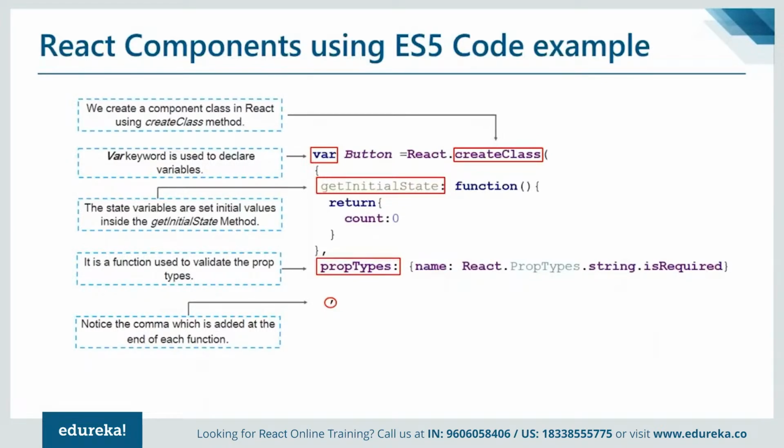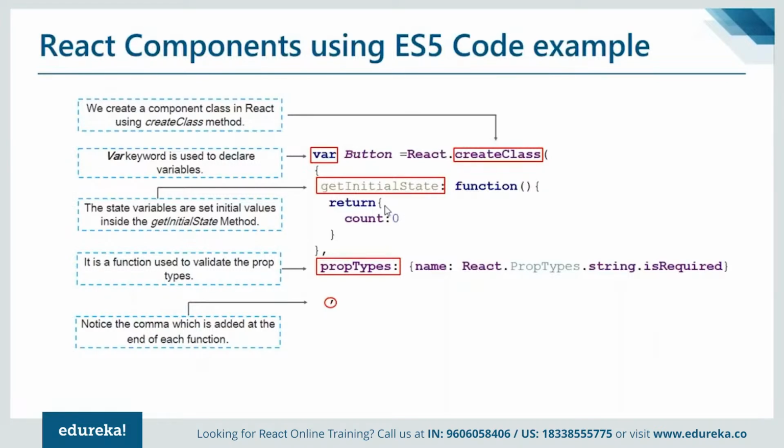So first of all, what we are doing here: we are creating a component class in React using the createClass method. This is the ES5 syntax where Button equals React.createClass. The var keyword is used to declare the variables. The state variables are getting initialized in the getInitialState method.